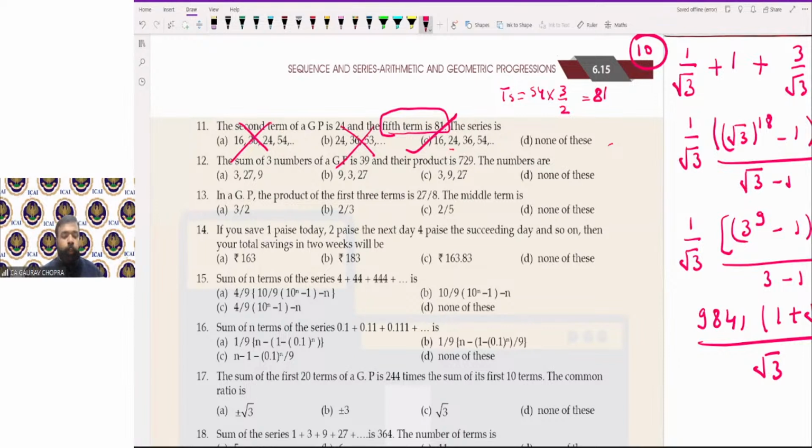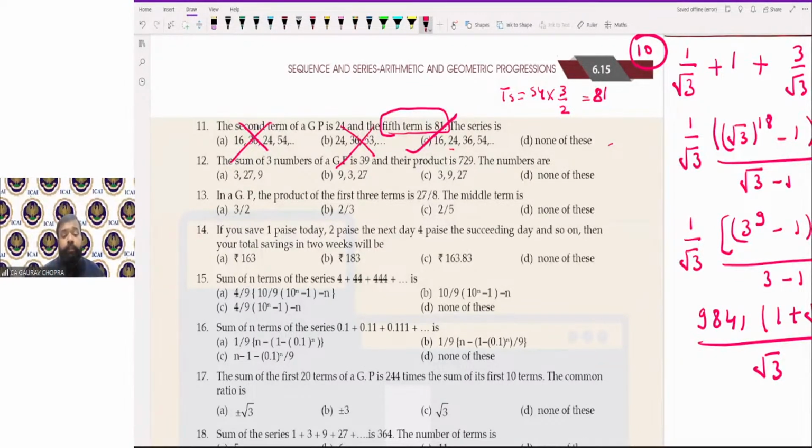Then comes the 12th one. The sum of three numbers of GP is 39 and their product is 729. Then the numbers are. तो numbers क्या होंगे? So sum of three numbers, add all the three numbers and see whether it is satisfying or not. तो 39 तो सम आ रहा है एंड प्रोडक्ट भी आ रहा है 729.